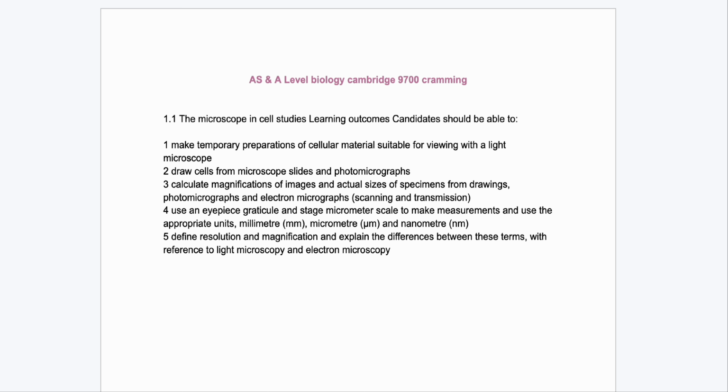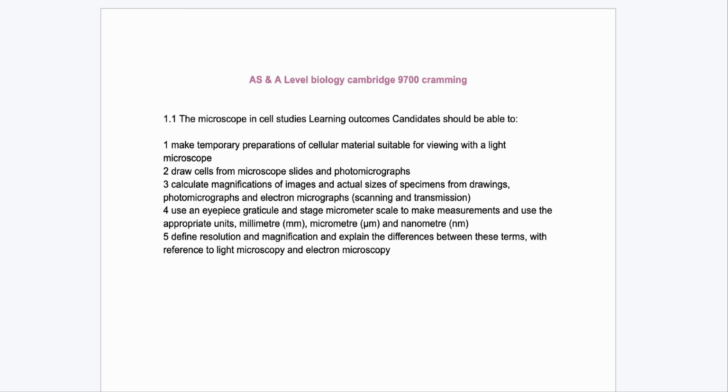You learn about microscopes and magnification, and then you go on to the actual cell structures. So it's what you learned if you did IGCSE biology, that's the same structure but just more labeling and more names. So we're going to start off with 1.1, which is the microscope in cell studies.